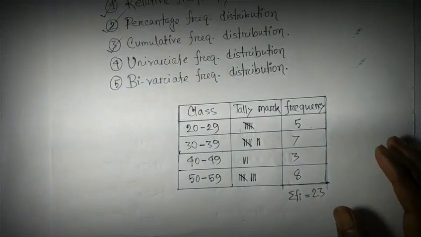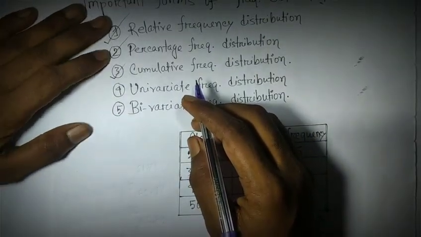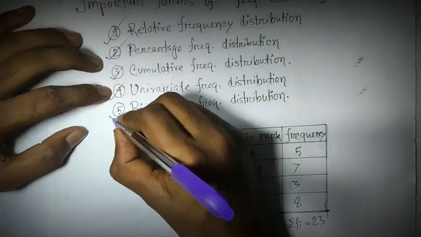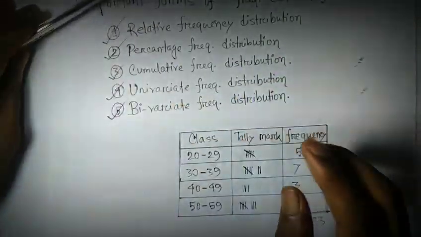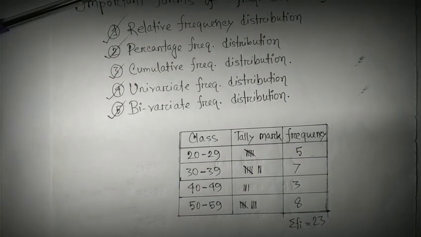So finally we have learned about relative frequency distribution, percentage frequency distribution, cumulative frequency distribution, univariate frequency distribution, and bivariate frequency distribution. Thank you so much, and our next video will be about the graphical presentation of frequency distribution.